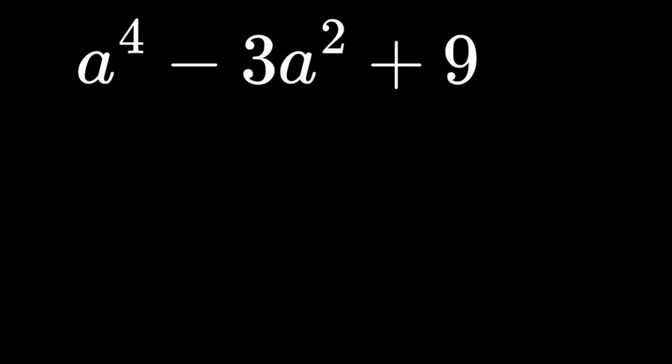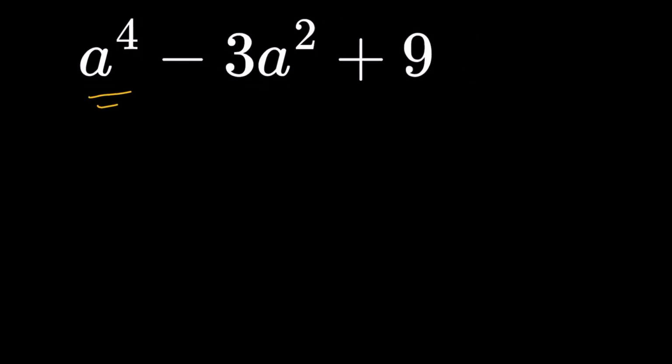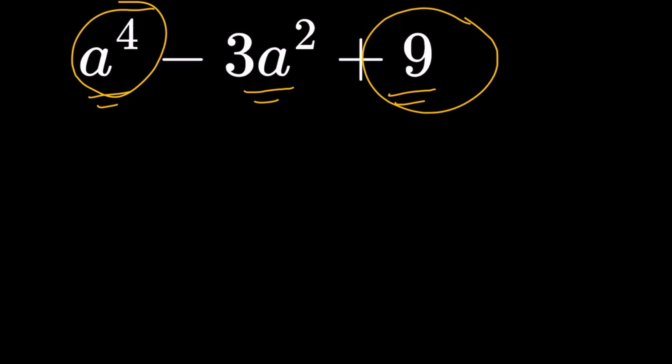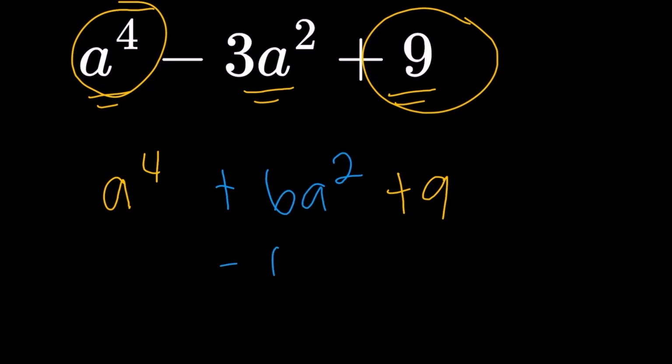Now we can talk about the given terms. We have a to the fourth, 3a squared, and 9. Because a to the fourth and 9 are already perfect squares, it would be easier to do the completing the square with these two terms. If we want a to the fourth and 9 to become part of a perfect square trinomial, it's going to be a to the fourth plus 9, and the middle term is either going to be plus 6a squared or minus 6a squared. Those are the two ways to complete the square.